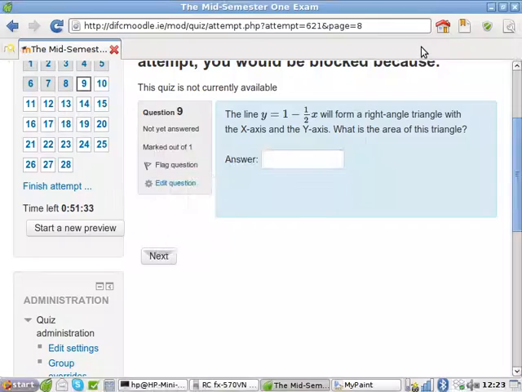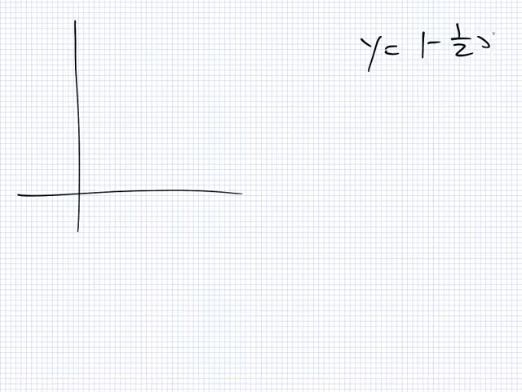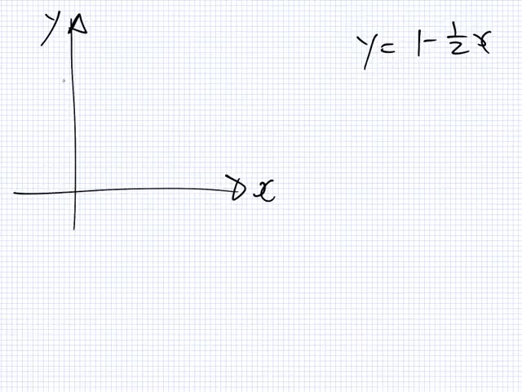Okay, so you have the line y equals 1 minus a half x. Where does this line cross the y-axis? 1.